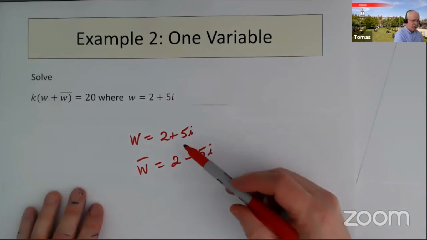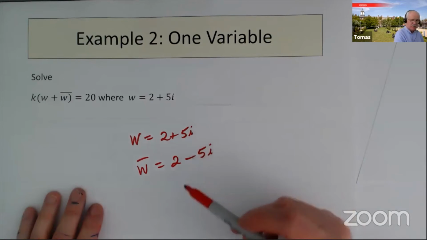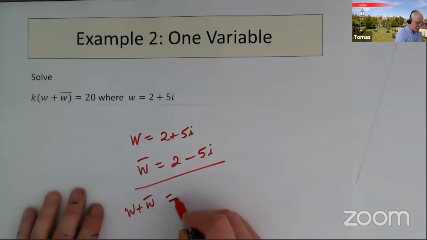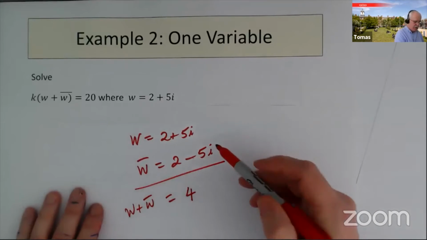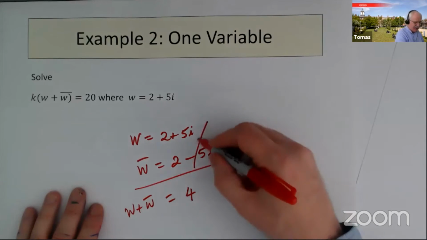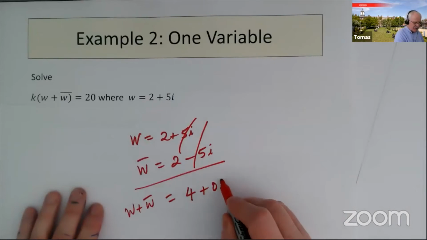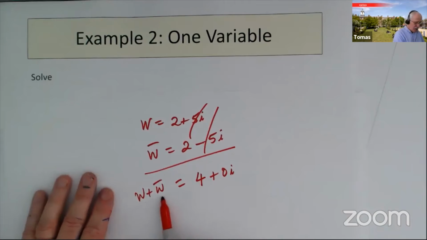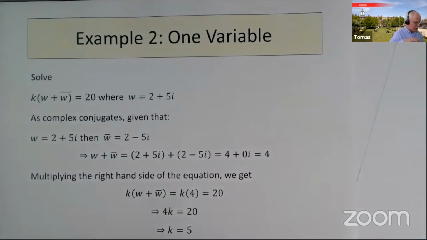The opposite in the mirror. If that was minus, this would be plus, that's plus, this must be minus. And we're now saying k into w plus w bar. Well, what's w plus w bar? Let's add them up. 2 and 2 is 4, and 5i and minus 5i cancel. And that makes sense, because remember that when you add a number to its complex conjugate, you must get a real number. So really, w plus w bar is just 4.